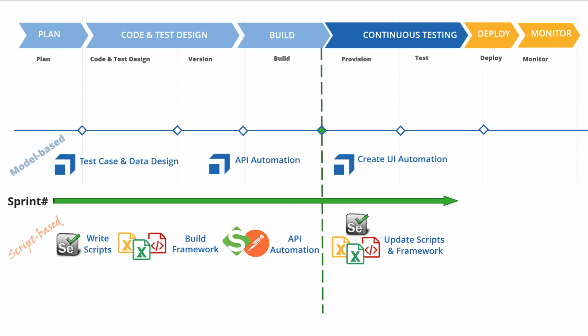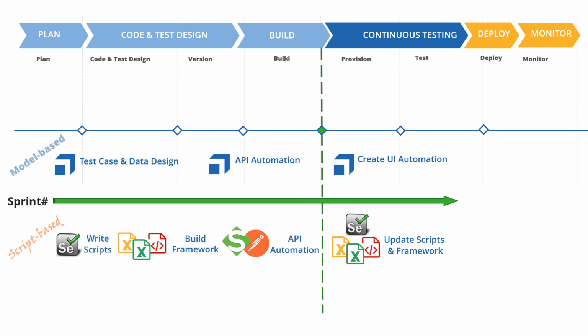With Tricentis, our model-based approach is different. We spend most of our time doing test case design, making sure we have the correct test variants and test data to cover your business logic. We also do early API testing, and only once we have access to the build, we create model-based test automation for the UI, as this is the easiest part for us.